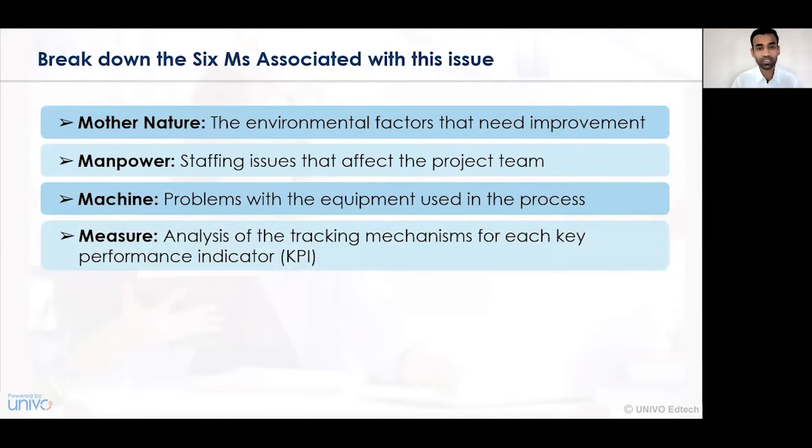The measures, that is, where we need to understand the various key performance indicators. So analysis of the tracking mechanism, that is, which activity is important, which activity is primary, which activity is secondary, is also essentially important. On that basis, we need to understand and identify how those activities can be conducted in a better way or more effectively in a business organization.